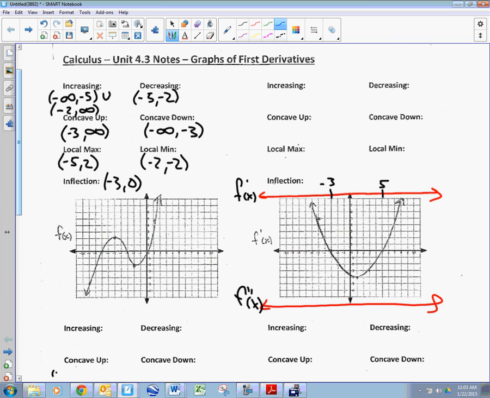So look at this. This is tricky. Right here, I'm going to look to this side of -3. Is f prime positive or negative?